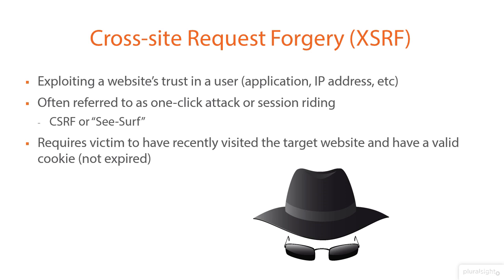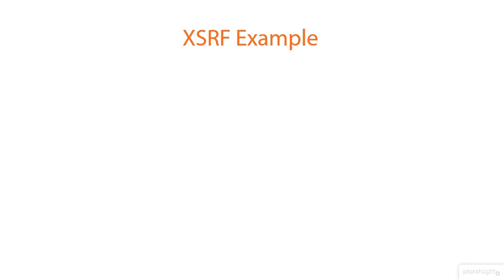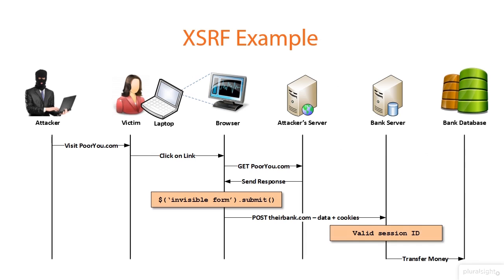We covered this a little bit before in another video, but I want to make sure that you understand we have cross-site scripting, we also have cross-site request forgery, and where the two kind of fit in. So an XSRF example would be, we have an attacker. They're going to give you a link, visit pouryou.com in this example. The user, the victim, will click on that link. They'll go within their browser to the attacker server because it's a malicious link, remember. So they're going to go to pouryou.com.